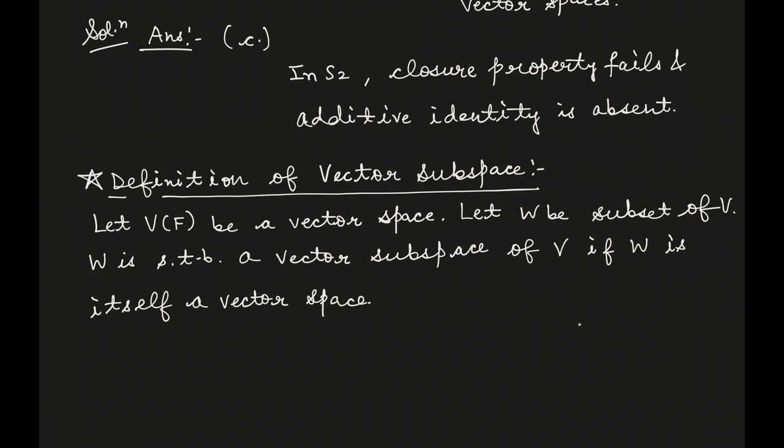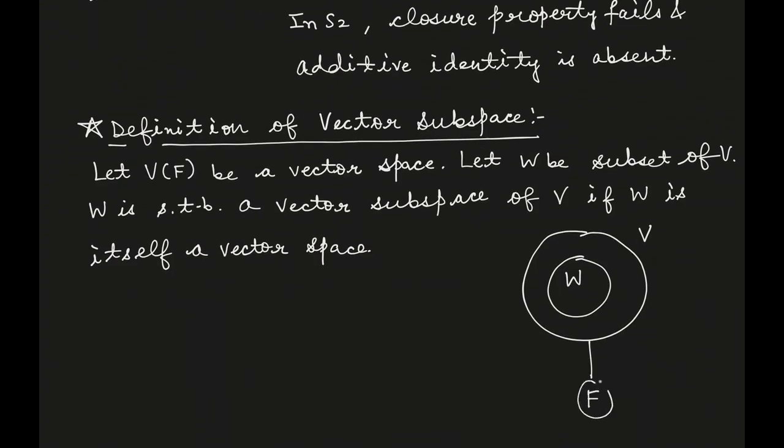Itself a vector space means if I have a vector space V over the field F, then W is a subset of V. If W is also a vector space, then it is known as a vector subspace. It means all the properties of this vector space V will be there in this vector subspace W.